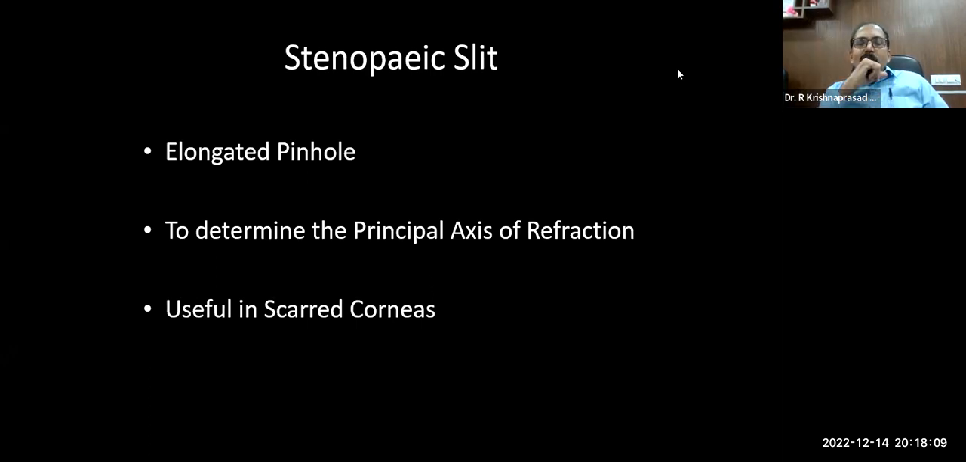At the same time, if you are trying to do an optical iridectomy for a central corneal scar or an adherent leucoma, you can use this to understand which is the axis which has the least aberrations. The axis along which the patient sees clearly through a Stenopaeic slit is the axis along which you need to open the iris and make an iridectomy, not wherever the iris is present. Most of the time we do it superotemporally or superonasally, but that may be the axis which has higher aberrations than the other. So you need to detect the axis in which the vision is best, and do an optical iridectomy along that axis.